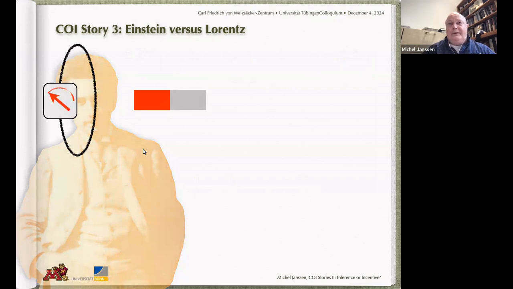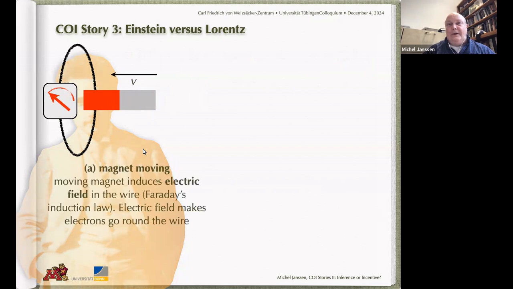So imagine that you have a magnet, and look closely. This is only going to happen once. A magnet is moving towards a conductor with an ammeter in it, and you saw that as long as the magnet is moving, the ammeter gives a certain readout. Why is that? Well, standard electromagnetism says that the moving magnet induces an electric field in the wire. That's just Faraday's law, and the electric field makes the electrons go around the wire.